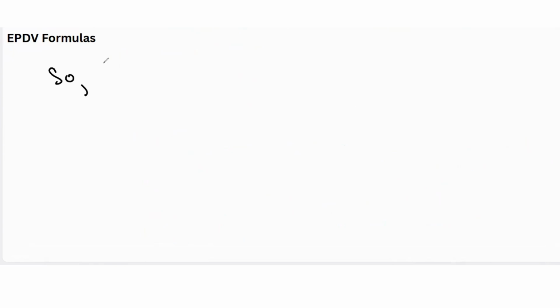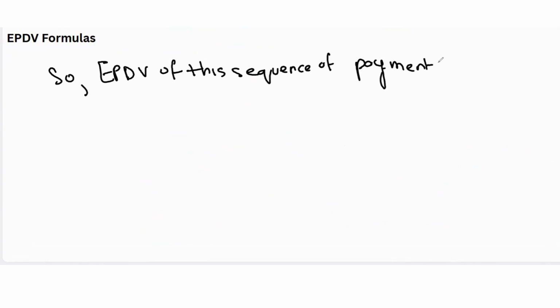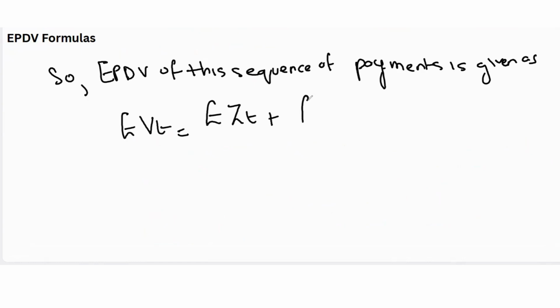So the expected present discounted value of the sequence of payments is given as V_t equal to, we said z_t is already in year t, so we don't need to discount it. z^e_{t+1}, we said we're going to discount it. We want to get it from t plus 1 to t, so we're going to discount it using the interest rate that applies from t to t plus 1, which was i_t.